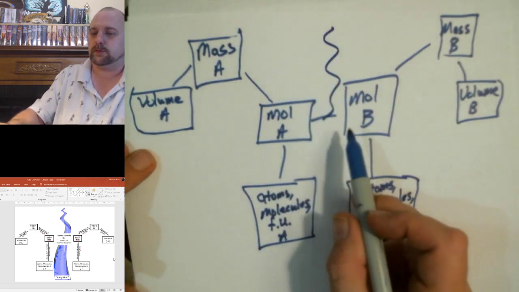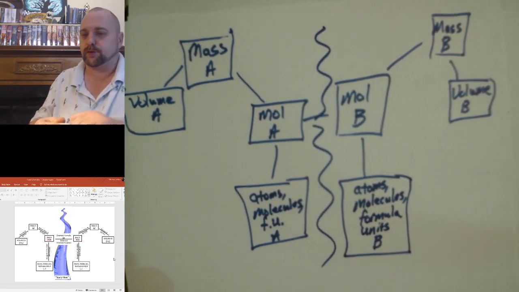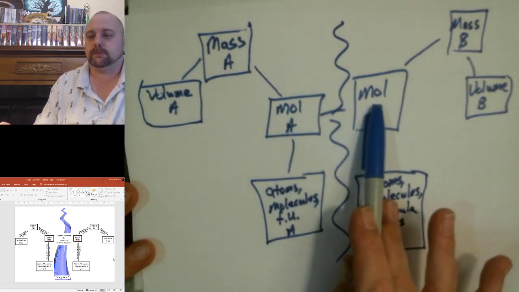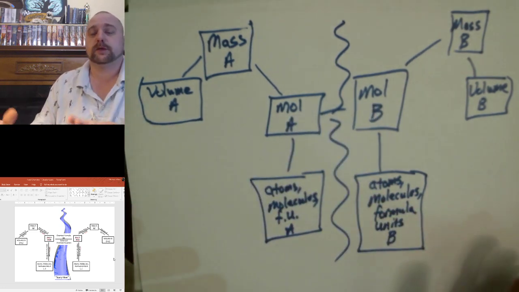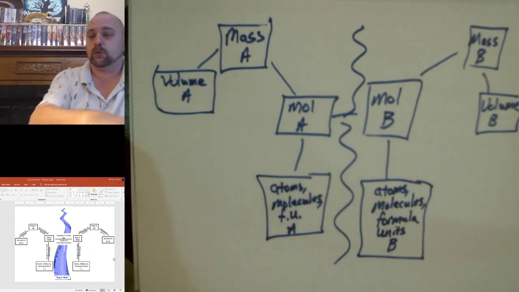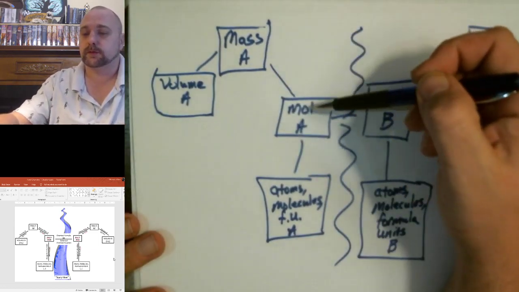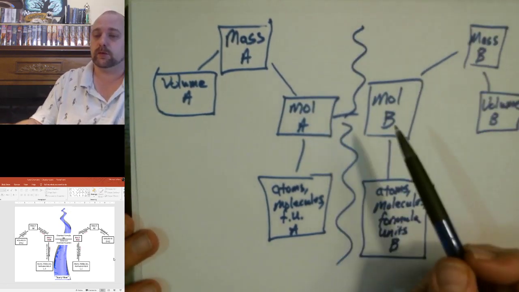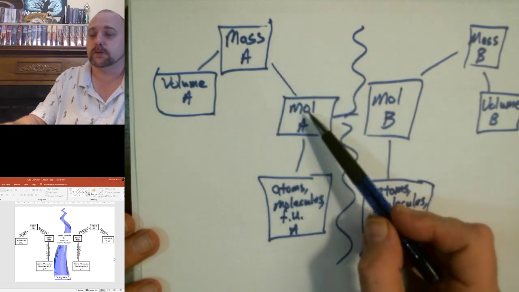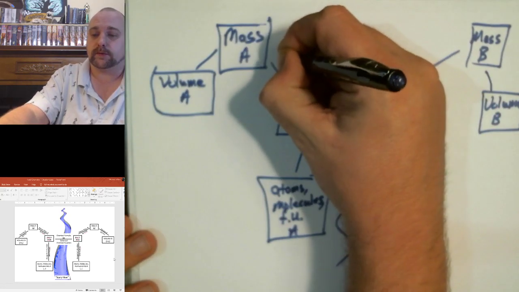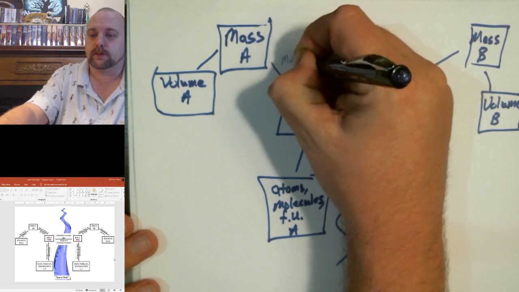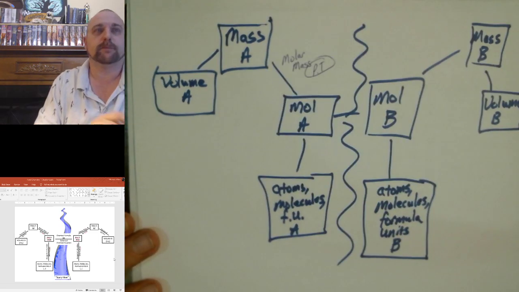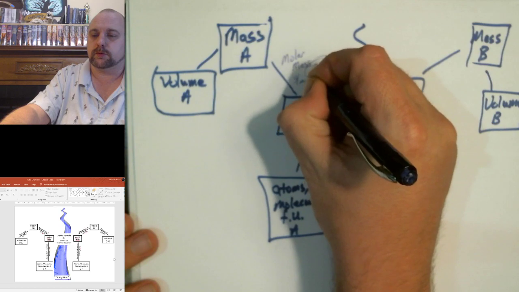Now, in between these is what I call the scary river. And the only place you ever want to cross is from A to B, moles to moles. Any place else, you're going to get lost. And what it really comes down to is these places are destinations. And they're also found across the top. And so when we wanted to go from mass of something to moles, we used the molar mass. And we found that off the periodic table. That's where we got that. It's in grams per mole.